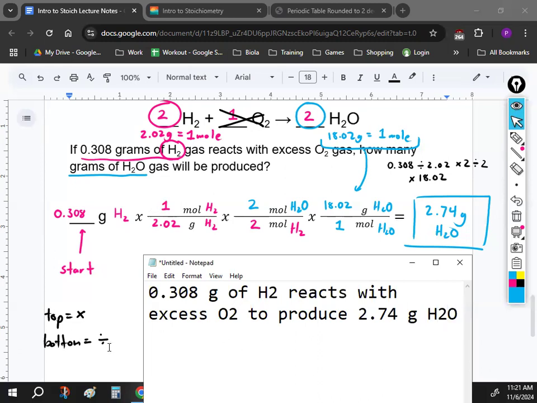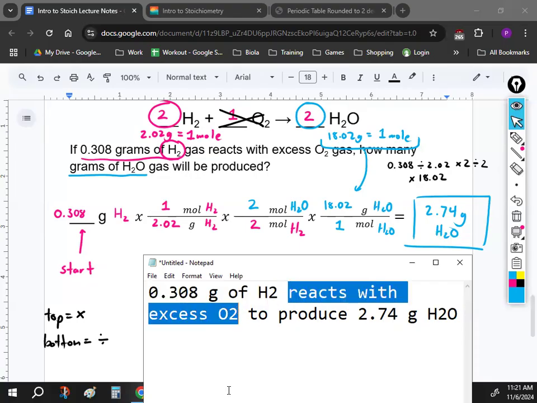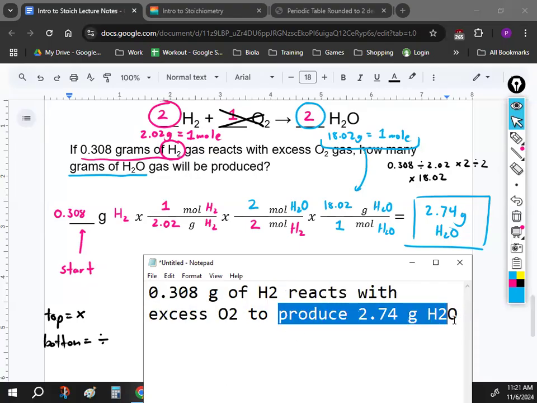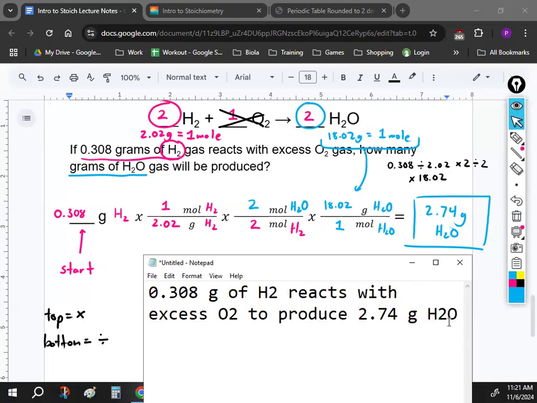So this sentence describes what this math is all about. It's telling us that you started off with 0.308 grams of H2, it reacted with excess O2, and then you made 2.74 grams of H2O. And that's pretty much the answer you got at the end. So you're basically answering the question that's being asked with words now. You did the calculations, and then you're just answering the question with words.